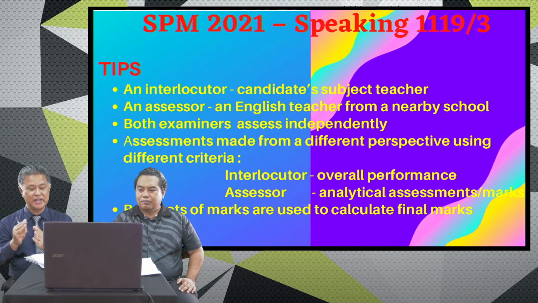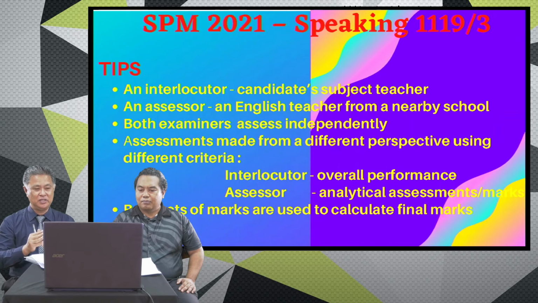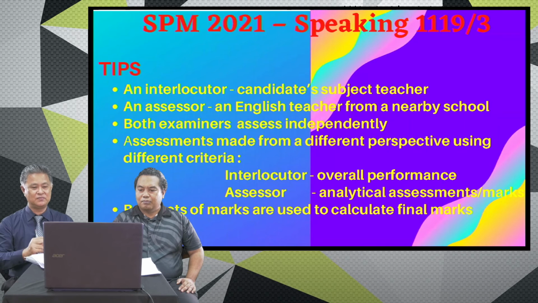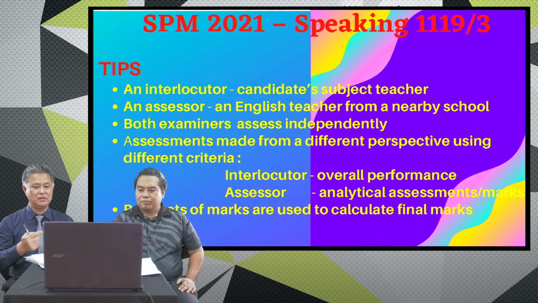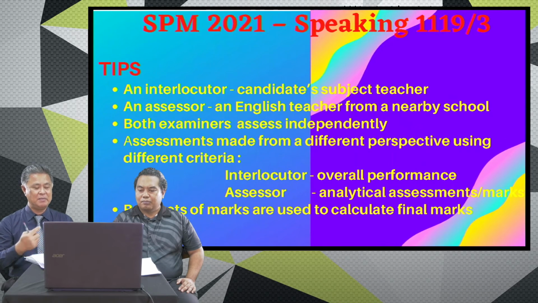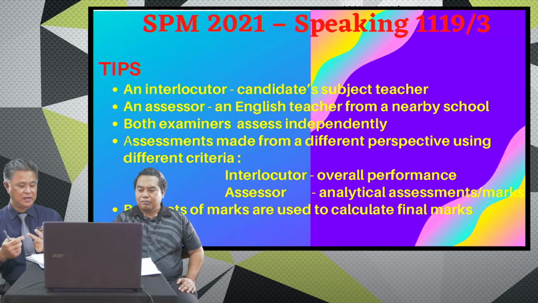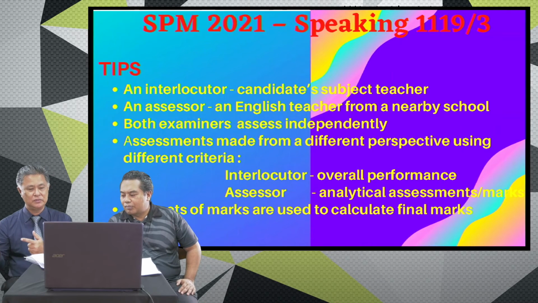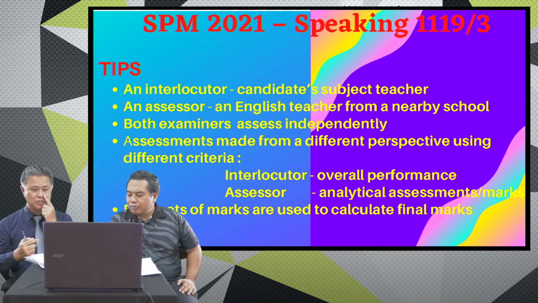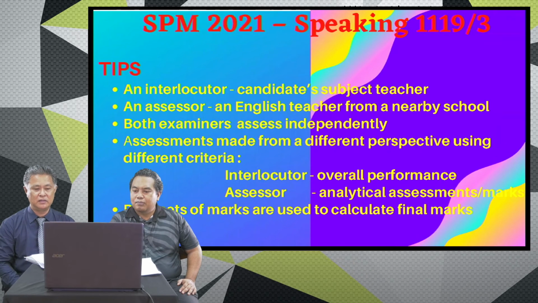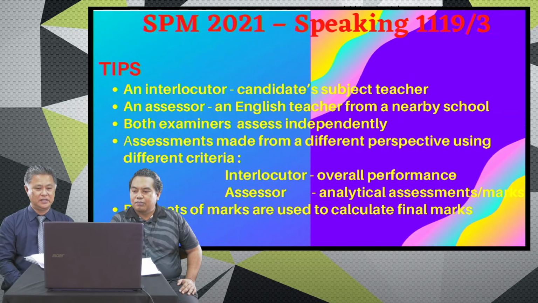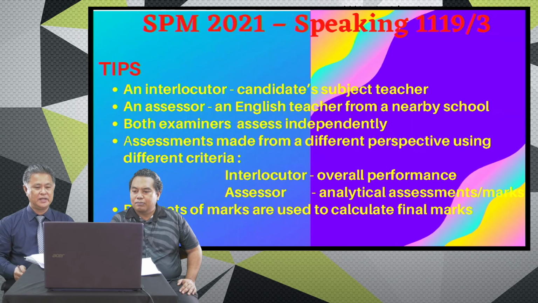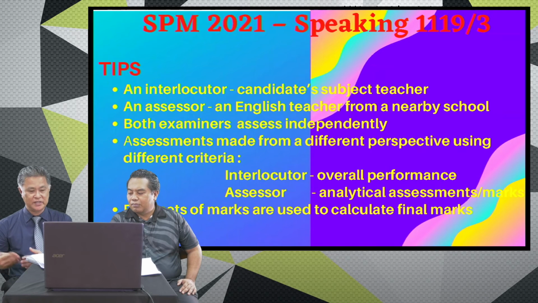in awarding marks, doing assessment of their candidates, and he or she has 18 marks: maximum 6 for grammar, maximum 6 for vocabulary, and maximum 6 for communicative competence. It goes to 18 marks. Then both sets of marks are used to calculate the final marks for each respective candidate. I'm going to move on to the next one.